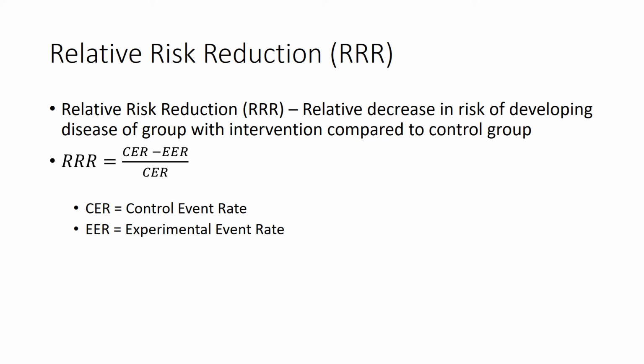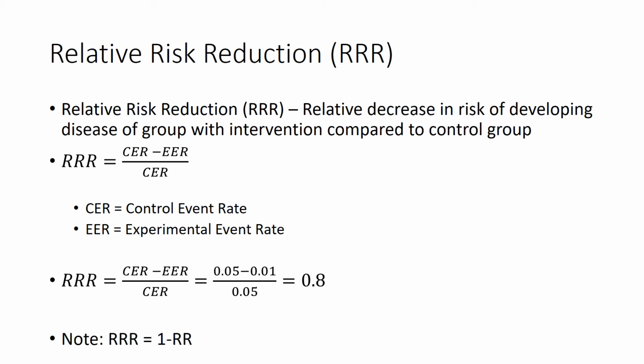The relative risk reduction is the difference between those two event rates, those two risks, divided by the control event rate. So in this example, it's 0.05, 5%, minus 0.01, 1%, divided by the initial control event rate, 0.05. So the relative risk reduction is 0.8. It's also an interesting note that the relative risk reduction equals 1 minus the relative risk. See if you can derive that for yourself to understand why.